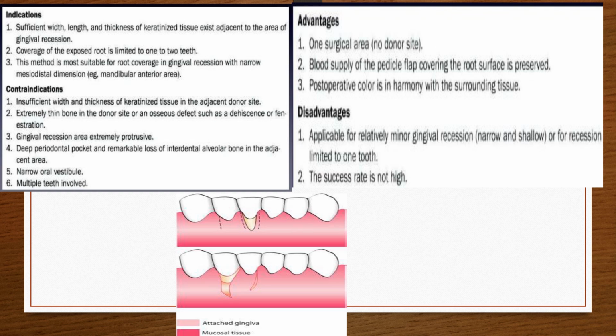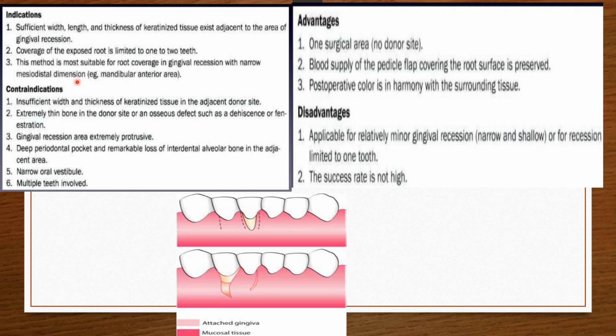You know that sufficient width, length and thickness of keratinized tissue should exist adjacent to the area of gingival recession. You can go for lateral pedicle. Coverage of the exposed root is limited to only 1 or 2 teeth. That is more important. Very isolated type of recession, isn't it? And then this method is more suitable for root coverage in gingival recession with a narrow mesiodistal dimension also.